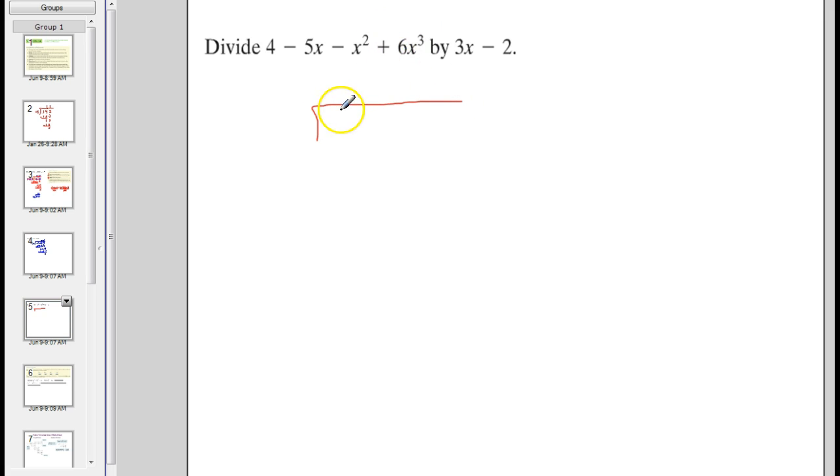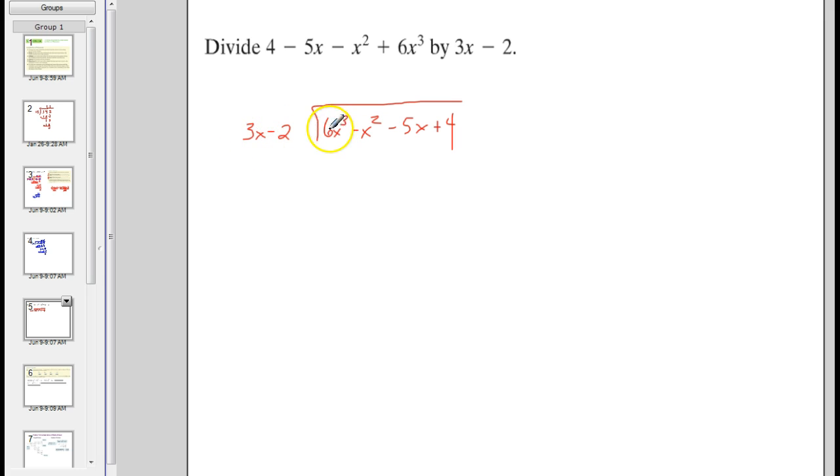So we're going to start off with the 6x cubed minus x squared minus 5x plus 4, right, in descending order, and then when we divide by the 3x minus 2, everything's where it's supposed to be. We don't have it flip-flopped around. We're not dividing right to left like we're not used to. So write them all in descending order and then start your division.